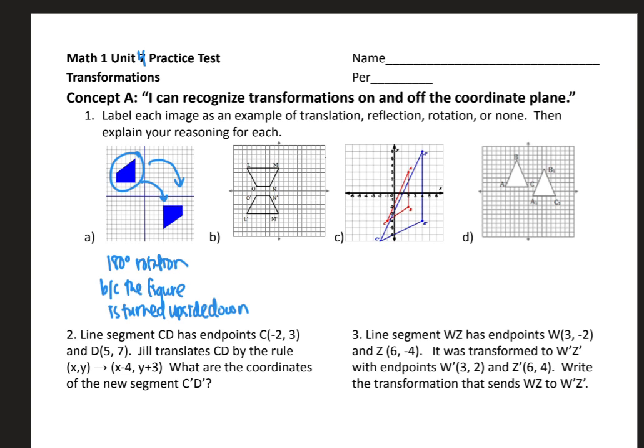B, looking at this figure, this shape goes to this shape, and as we can see, it looks like a mirror image. So in this case, that's going to be a reflection because it's a mirror image.